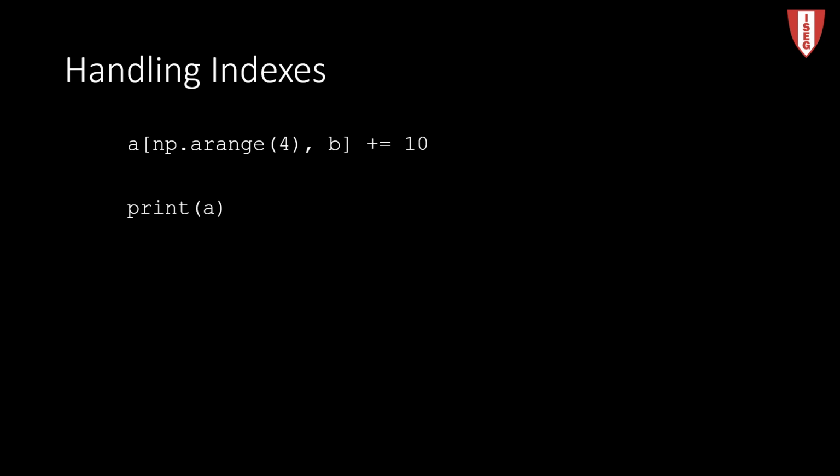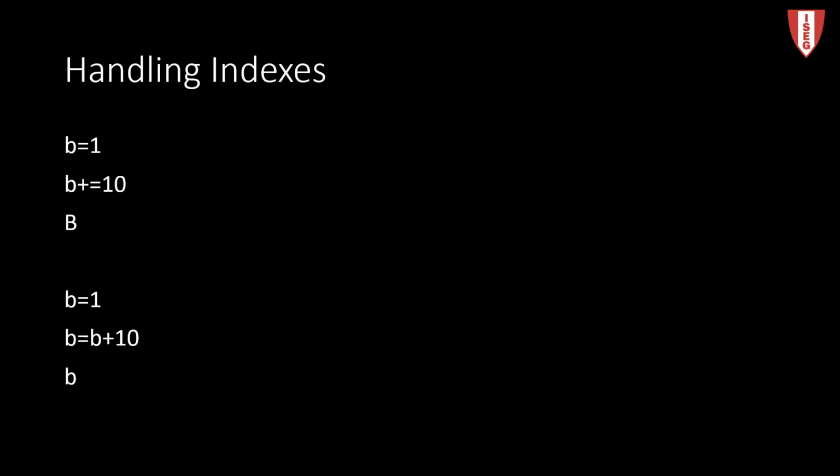Now suppose that you want to change the elements of each column according to the array of index. For example, add 10 but only to the values found. Just one parenthesis: b plus equal 10 is the same as b equal to b plus 10.